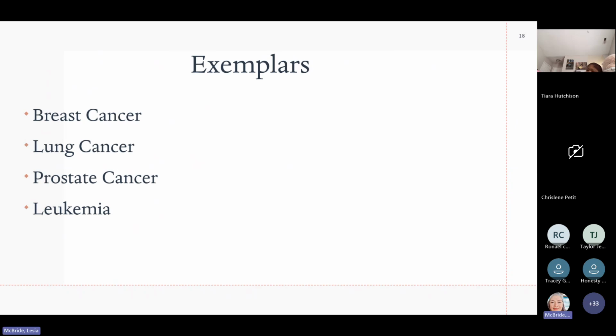So exemplars, again, are examples of the topic that we're dealing with. The exemplars that go along with cancer are, again, breast cancers, lung cancers, prostate, and leukemia. Those are the highest types of cancer out there. Breast for women, lung for both men and women, prostate for men, and of course, leukemia for children.